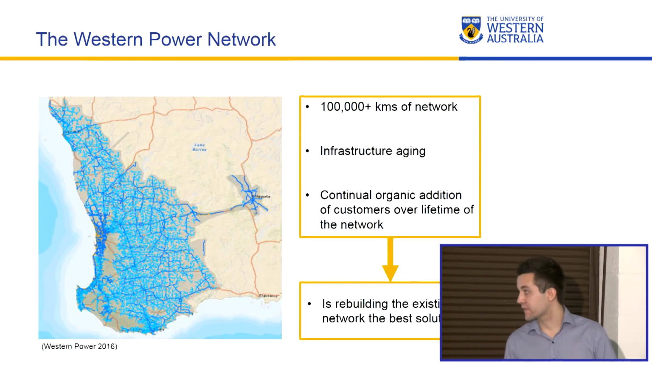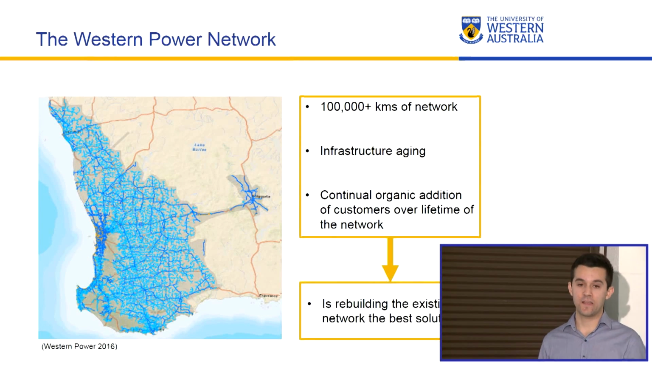So based on these constraints, the fact that we have a very high cost of infrastructure, the infrastructure is aging, and a lot of customers have been added to the network over time, we want to consider: is rebuilding the existing network the best possible option, or can we do better? Can we optimize based on the fact that we have this information, whereas the people who originally designed the network wouldn't have had that information?